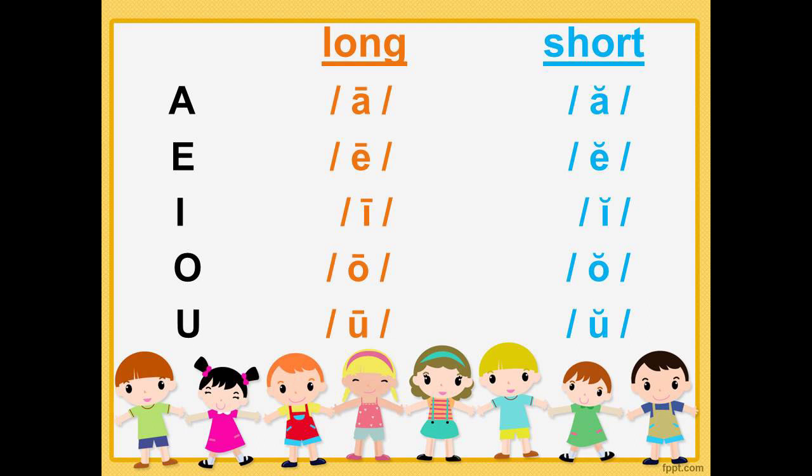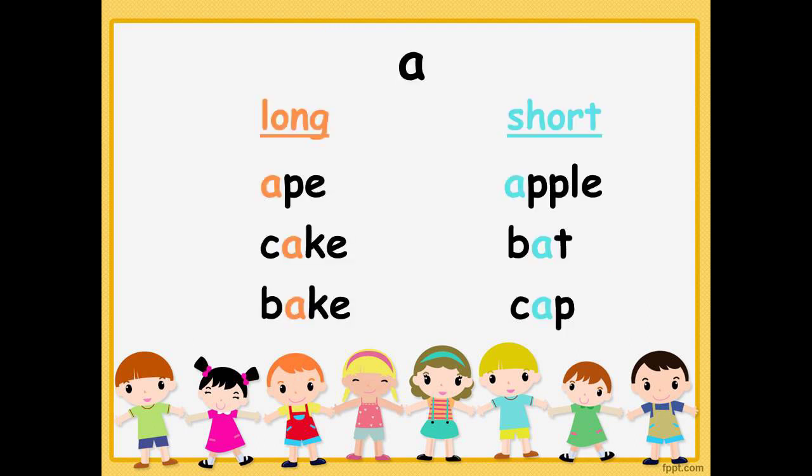Now let's look at the example for each vowel sound. For the long sound of A, A. We have ape, cake, bake. For the short sound of A, it's a. And our examples, we have apple, bat, cat.